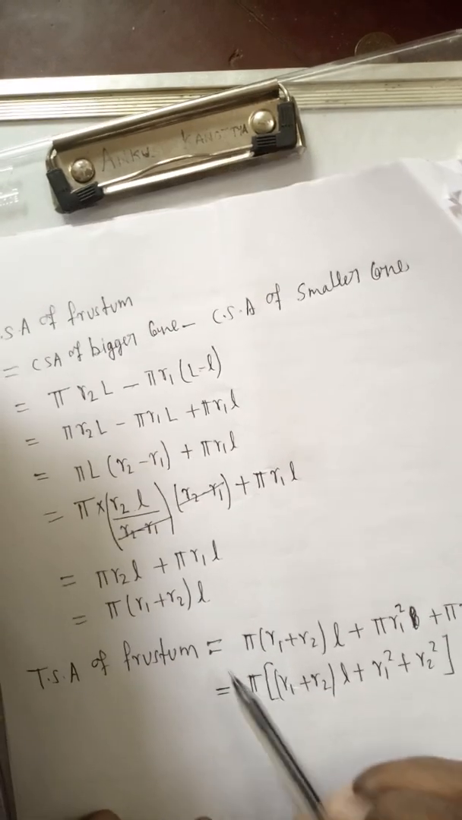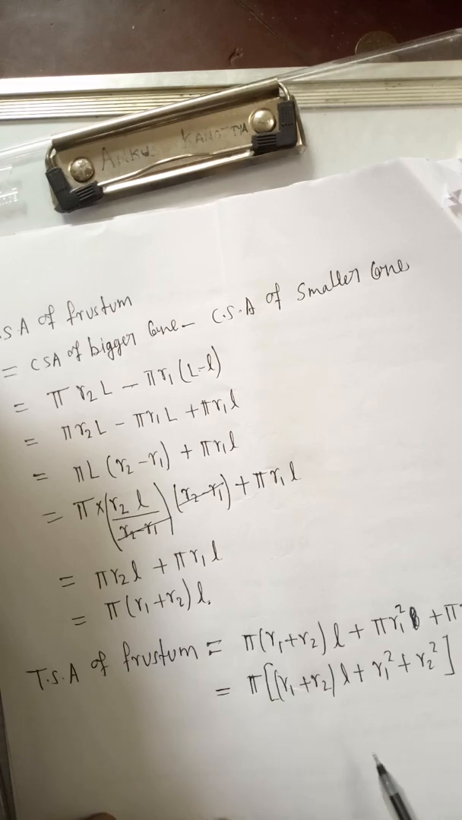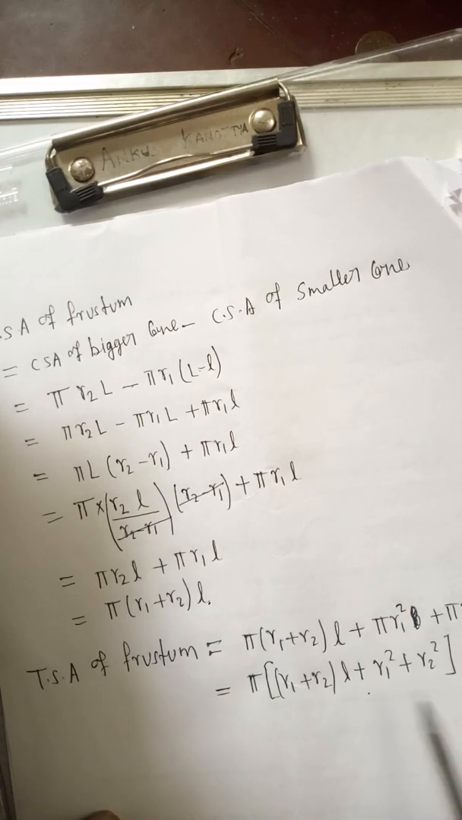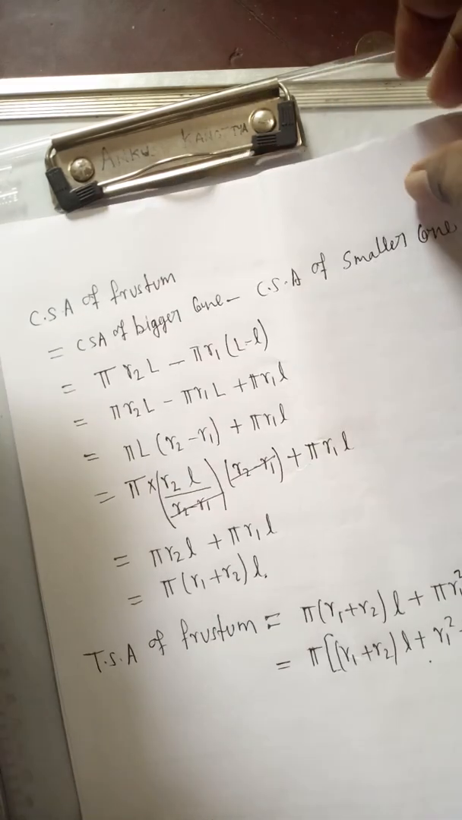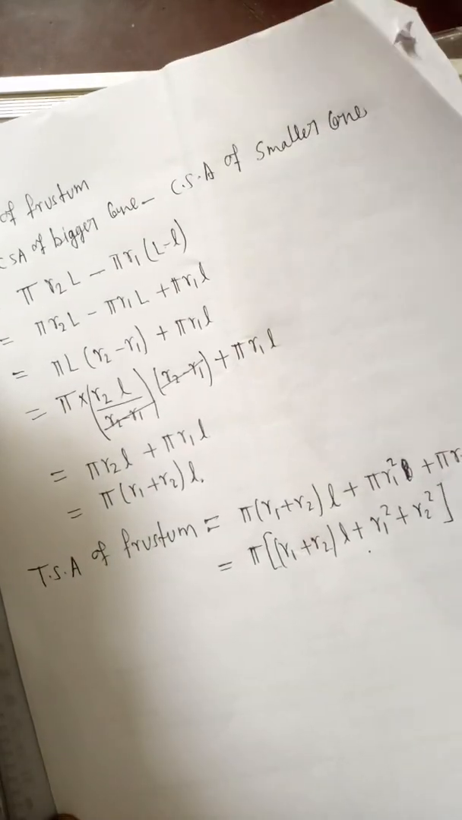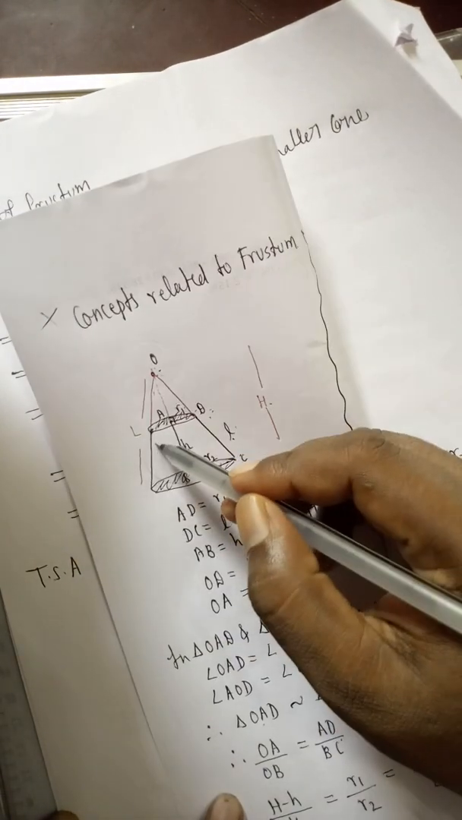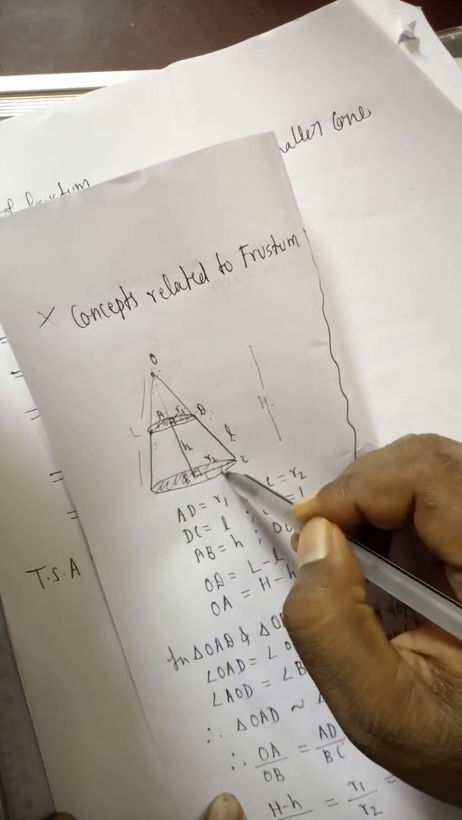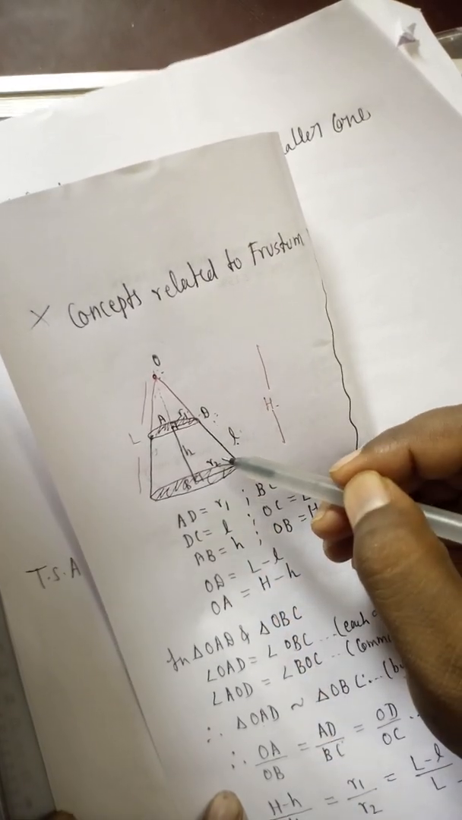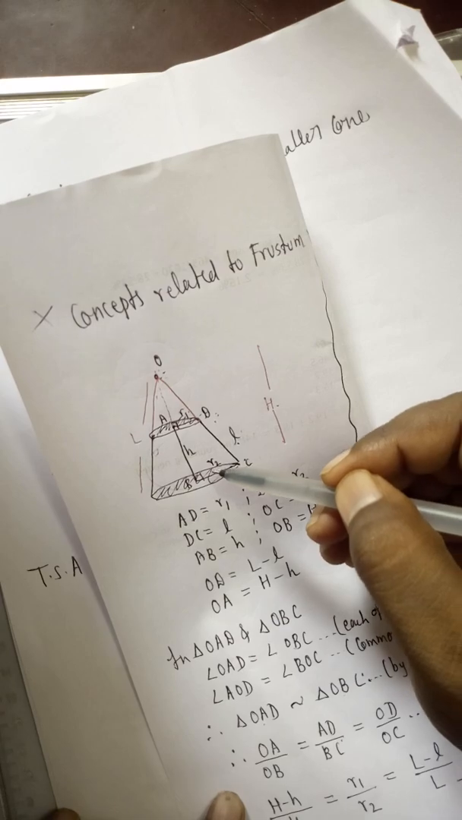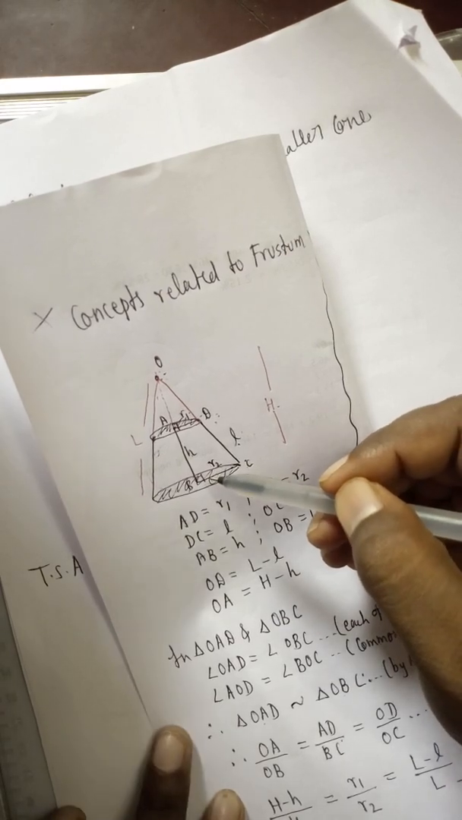So we have discussed C.S.A of the frustum and T.S.A of the frustum. Going ahead with the last concept related to the frustum, same way its volume will be, the volume of this frustum.